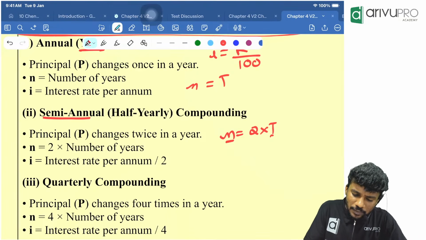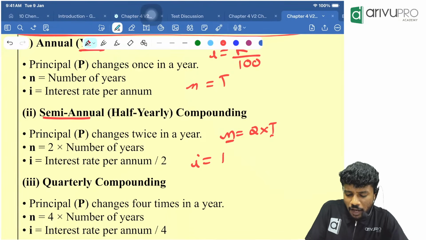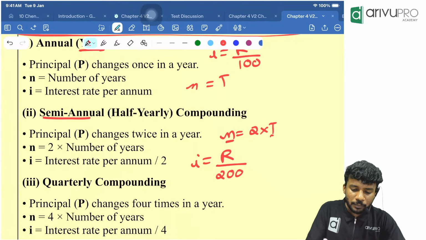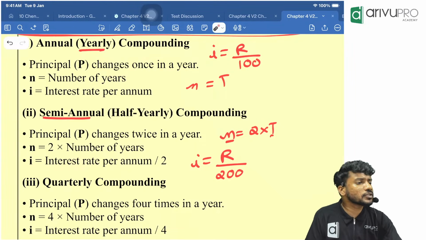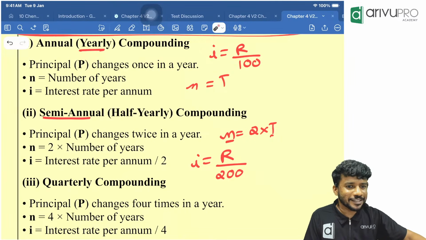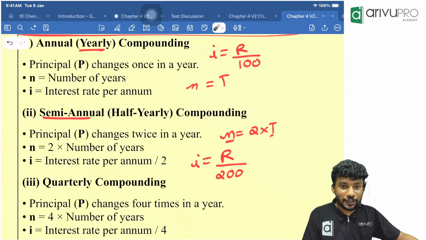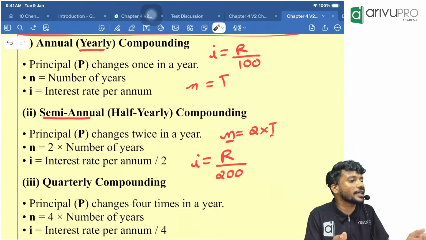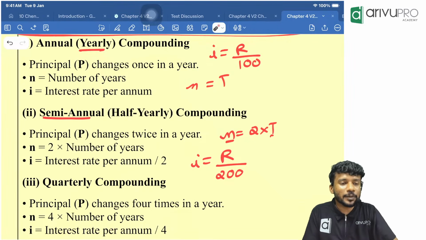Then similarly, I will become R divided by 200. Why? Because people, when they say R percentage is this much, we will not give everything to each 6 months. That's not how it works. We should divide the R value, or the I value, equally. That's why it is becoming R divided by 200.